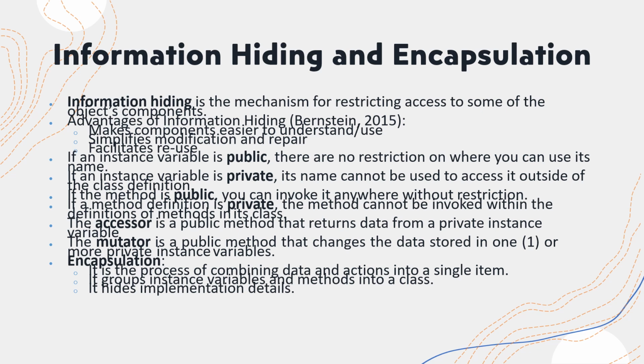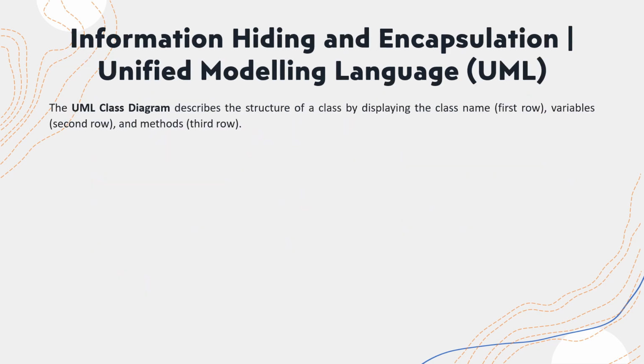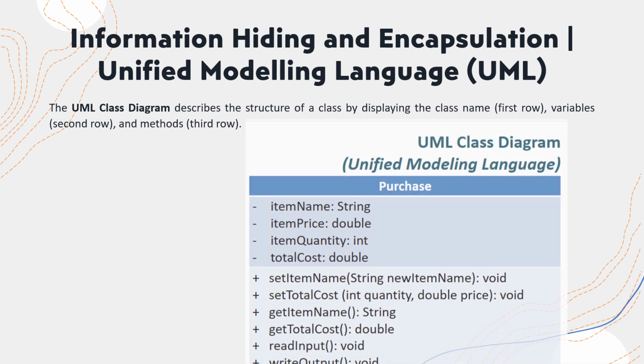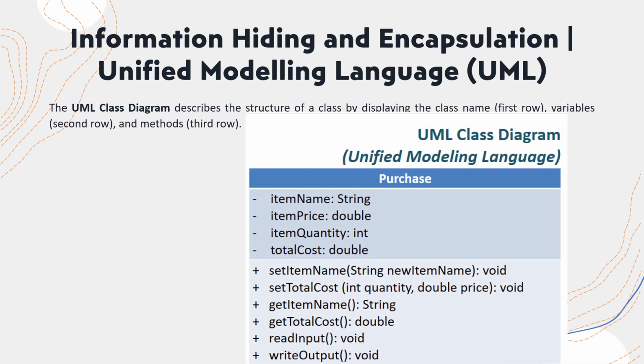Encapsulation is the process of combining data and actions into a single item. It groups instance variables and methods into a class. It hides implementation details. The UML class diagram describes the structure of a class by displaying the class name in the first row, variables in the second row, and methods in the third row.